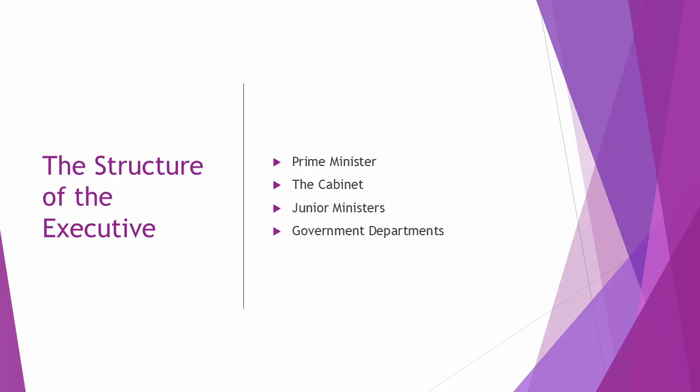The Prime Minister is the head of government who oversees policy, represents the UK internationally, and appoints ministers. The Cabinet is a group of senior ministers, mainly heads of departments, who collectively make major policy decisions and coordinate government action. Junior ministers assist Cabinet ministers by focusing on specific policy areas and helping to implement government decisions. Government departments are specialized administrative units responsible for carrying out policies in areas such as health, education, and defense.